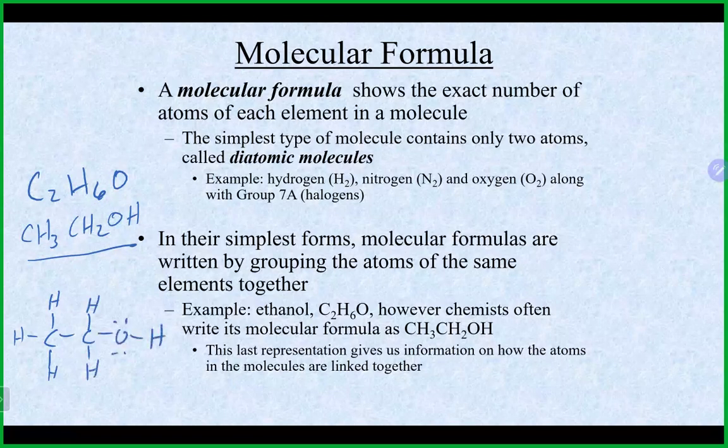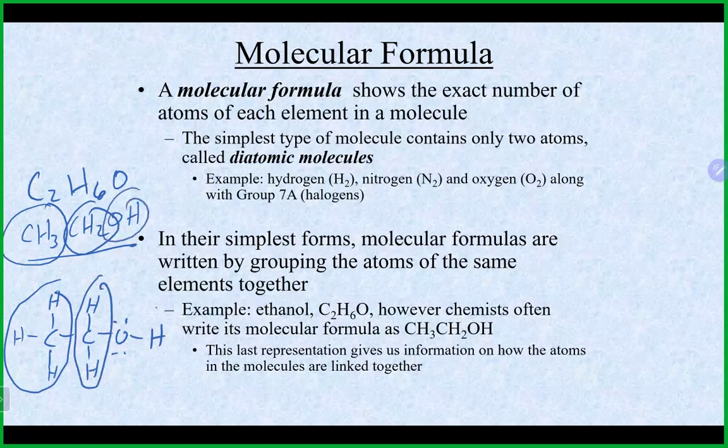So you can see the second formula, CH3CH2OH, gives us a lot more information about how it is structurally put together. But if you count up all the parts there, you still have 2 carbons, you still have 6 hydrogens, and you still have 1 oxygen, while this formula here doesn't really give us all that information.